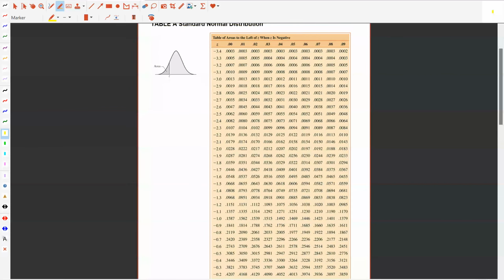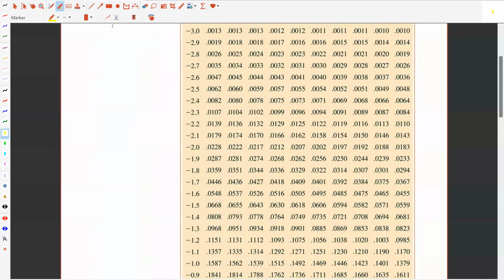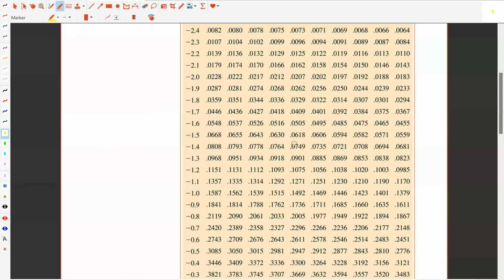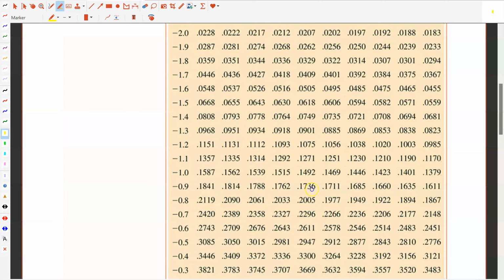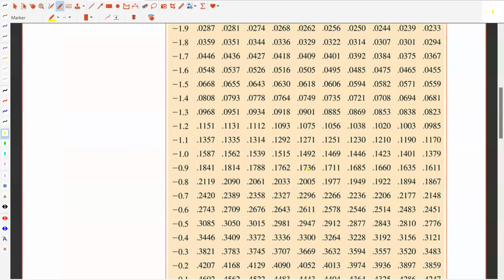Kind of zooming in on this table then, looking for values that are at 0.2. I expect my z-score to be negative, so I'm going to be looking at the values that have the negative z-scores. And I'm looking through here.